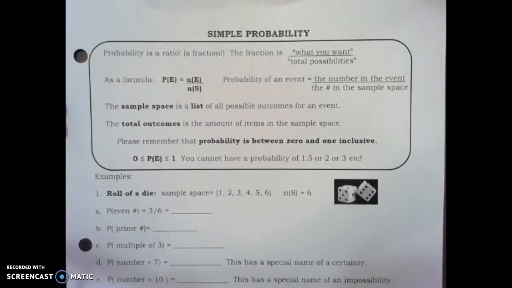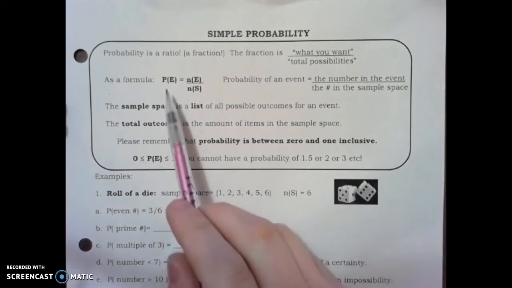In our lesson today, we're going to have an introduction to probability, and we're going to focus on simple probabilities. Probability can be written many different ways, but the best way to think about probability is when it's written as a ratio, which is a fraction. The way that we set up the fraction is what we want to happen in the numerator divided by the number of possibilities in the denominator.